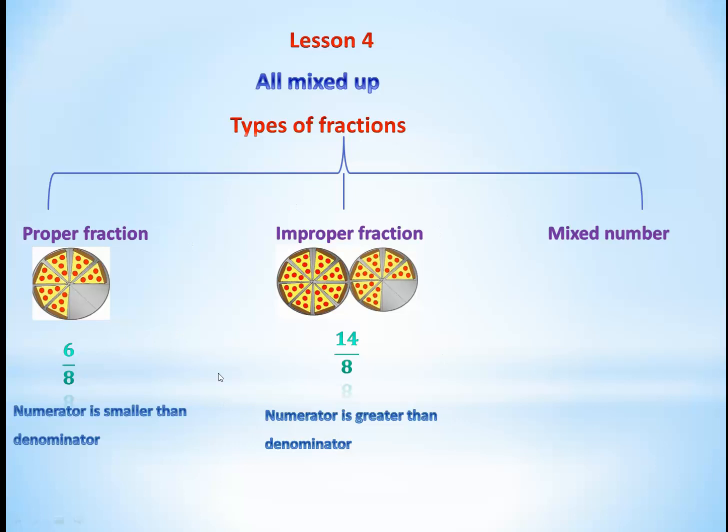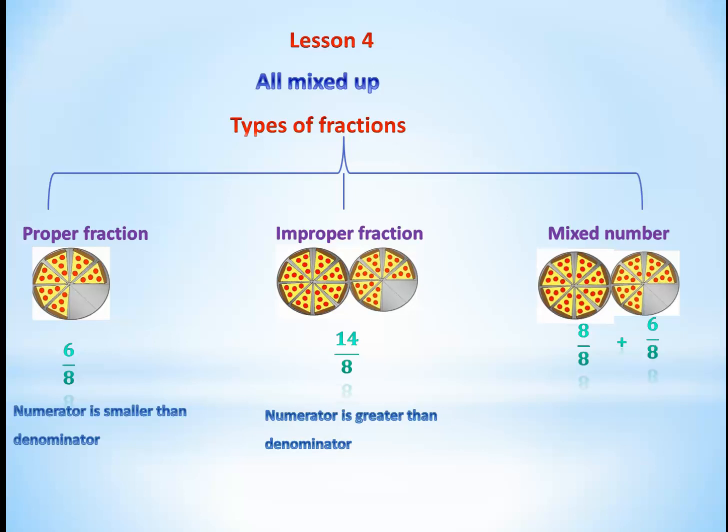Okay, here, this improper fraction, we can convert it into something we call a mixed number. Why mixed number? Because we have 1 whole plus 6 eighths. 1 whole plus 6 eighths equal 1 and 6 eighths. So we call it a mixed number. Why mixed? Because it contains 1 as a whole number and the proper fraction. Whole number and proper fraction.